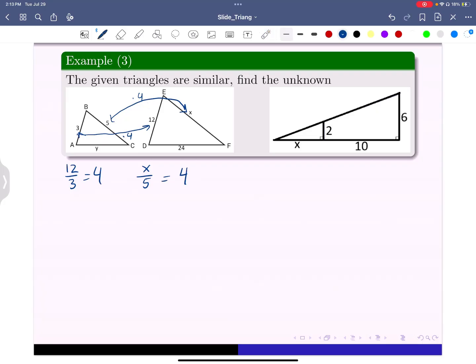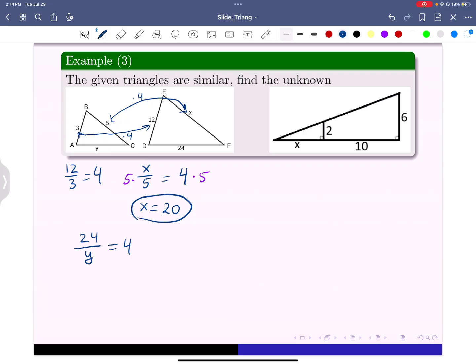So to solve this, we would need to multiply times 5, so my x is 20. And the same for the last side. The bigger side divided by the smaller side must be equal to the multiplication factor. So we will have 24 divided by the smaller side must be equal to 4.